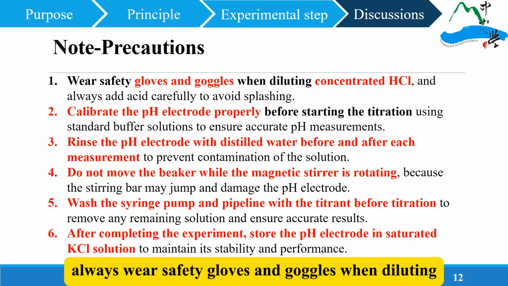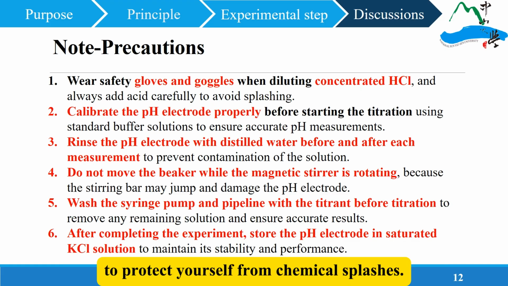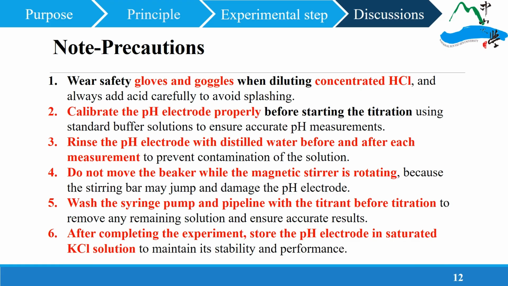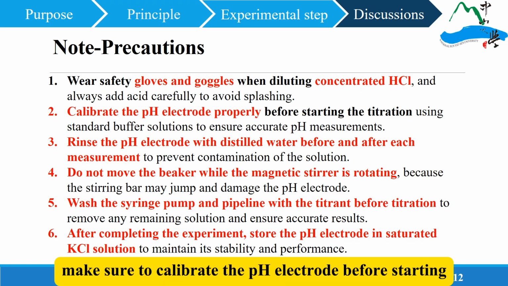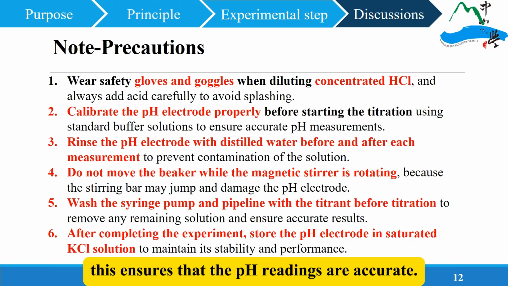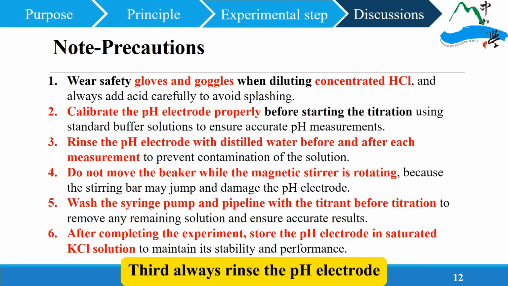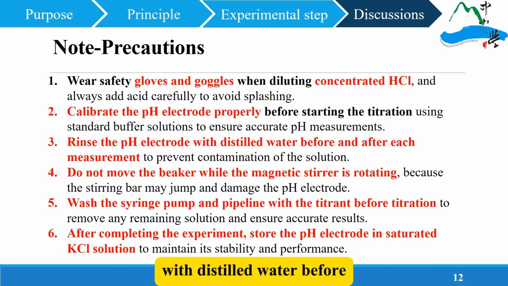First, always wear safety gloves and goggles when diluting concentrated HCl to protect yourself from chemical splashes. Second, make sure to calibrate the pH electrode before starting the titration. This ensures that the pH readings are accurate. Third, always rinse the pH electrode with distilled water before and after each measurement.